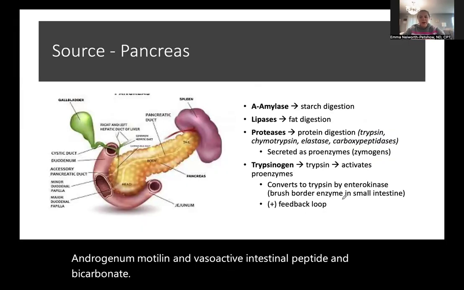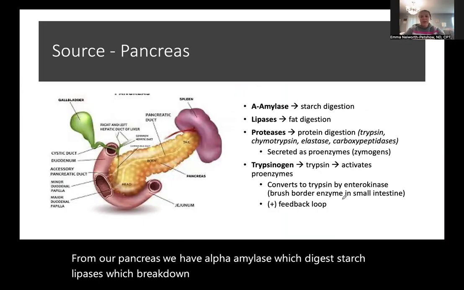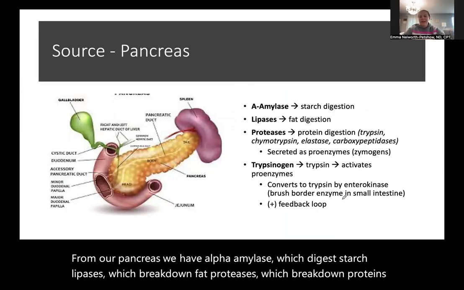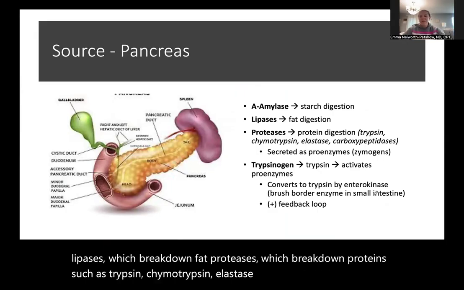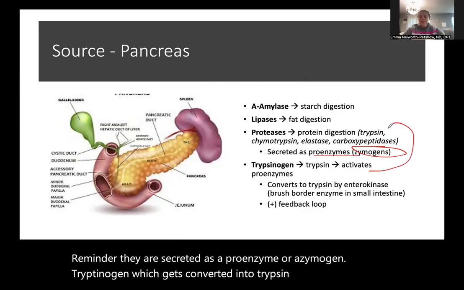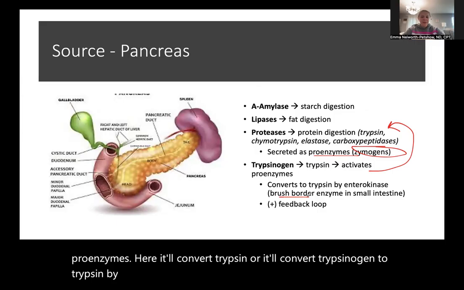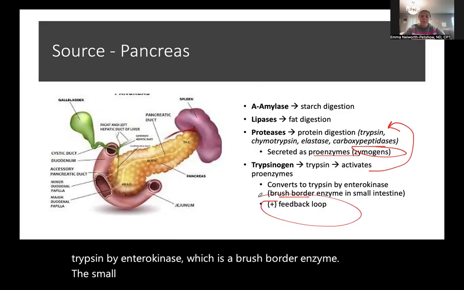From our pancreas, we have alpha amylase, which digests starch, lipases, which break down fat, proteases, which break down proteins such as trypsin, chymotrypsin, elastase, and carboxypeptidase. Reminder, they are secreted as a proenzyme or a zymogen. Trypsinogen, which gets converted into trypsin, will activate these proenzymes. It'll convert trypsinogen to trypsin by enterokinase, which is a brush border enzyme in the small intestine, and that's a miniature positive feedback loop.